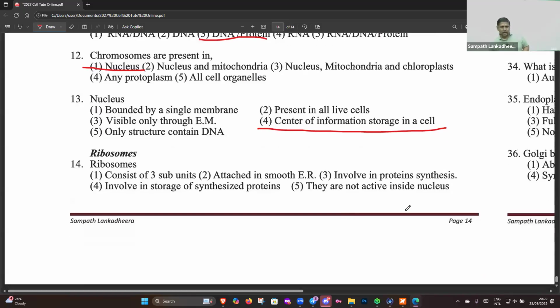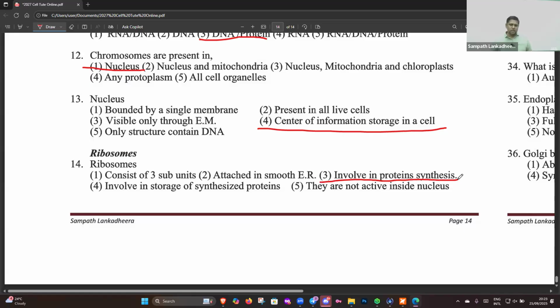Question number 14. Ribosomes consist of 3 subunits. Wrong. How many subunits are there in a ribosome? 2 subunits. Attached in smooth ER. Wrong. Ribosomes are attached to rough ER. Involved in protein synthesis. That's perfect. That is true. So we'll take that one as an answer.